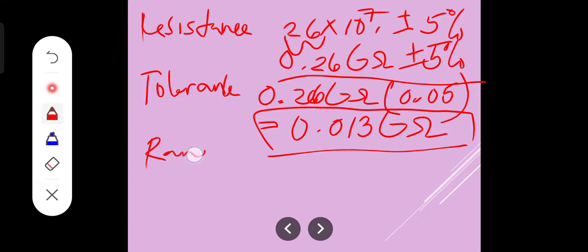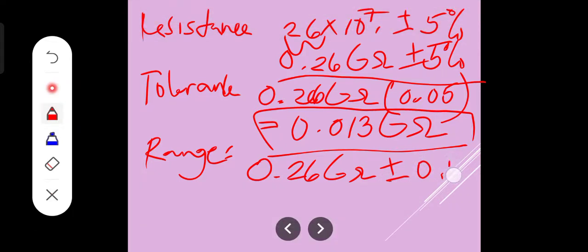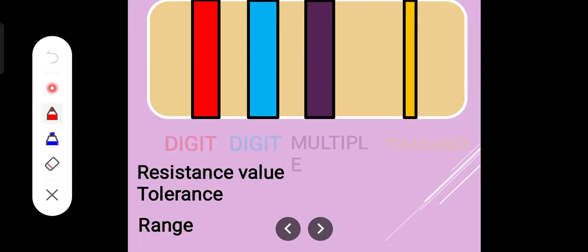Next is for the range. So we have 0.26 giga ohms plus minus 0.013 giga ohms. This is equivalent to 0.247 giga ohms to 0.273 giga ohms. Okay, so that will be the range, tolerance, and resistance. Okay, so I think it's clear, but let's have the last example.